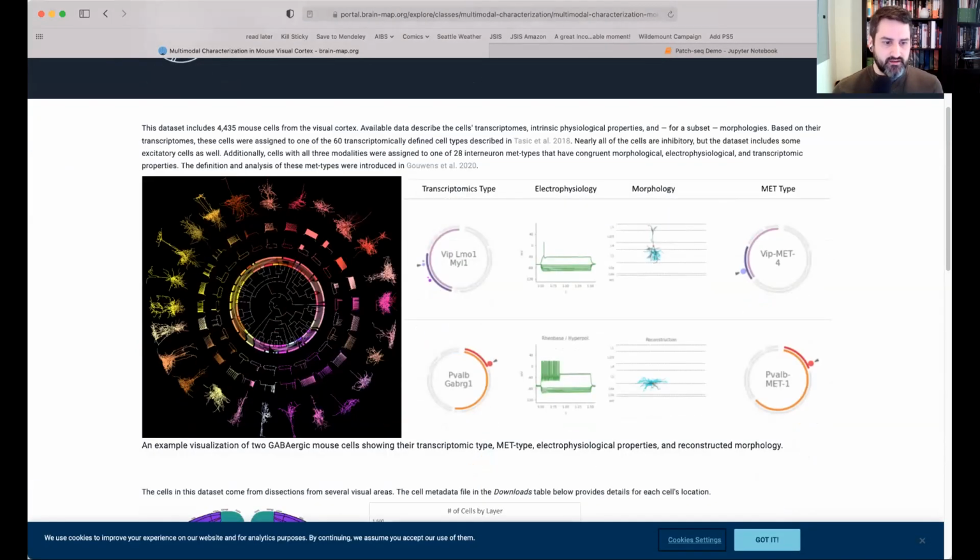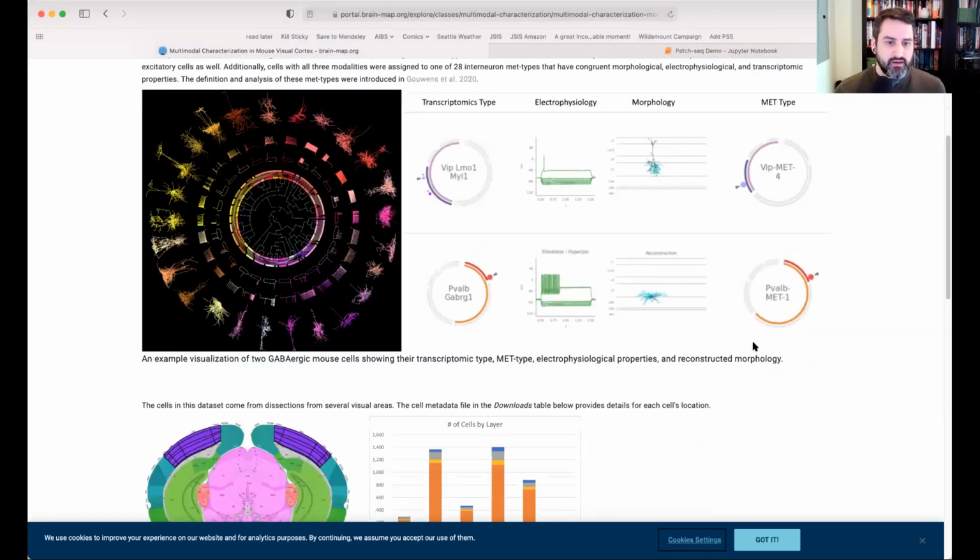So, this is just an example visualization showing how we're defining the different types. And we have electrophysiology and morphology from the same kinds of types. This is showing, on a cell by cell basis, you have a particular type that the cell's been mapped to, its electrophysiology, its morphology, and its MET type.